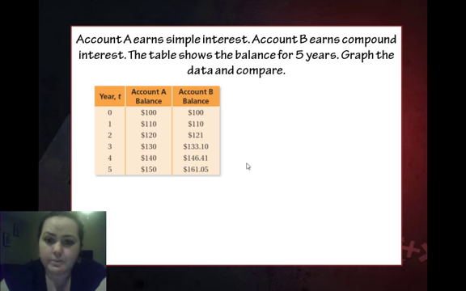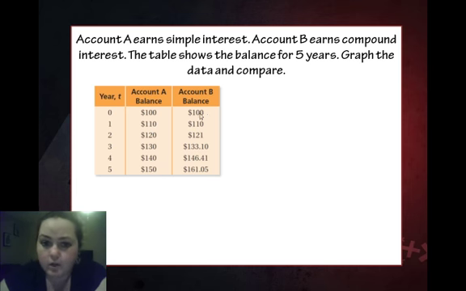Account A earns simple interest. Account B earns compound interest. The table shows the balance for 5 years. Graph the data and compare. So they gave you all this information in the table. Account A started at $100, then it went to $110, $120, $130, $140, $150.